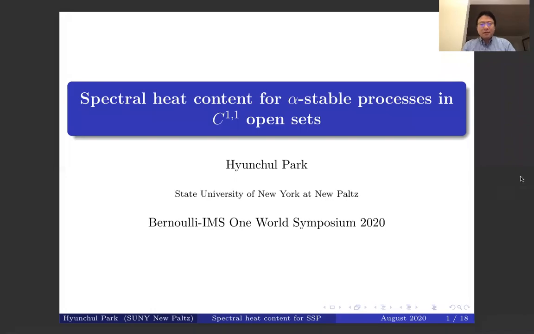Okay, my name is Hyunchul Park, and I'm from SUNY Newport. Today, I'm going to talk about spectral heat content for alpha stable processes in C^{1,1} open sets.